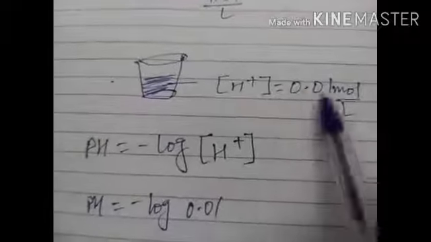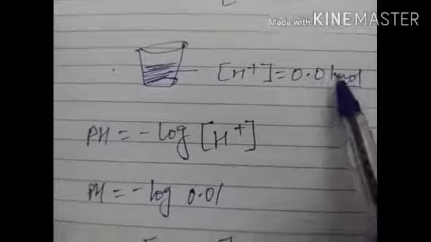Students, here the concentration could have been 0.01 or 0.001 or 0.005, or any other concentration. With this formula we are going to measure the acidity or pH of a solution. I have already solved this for you.